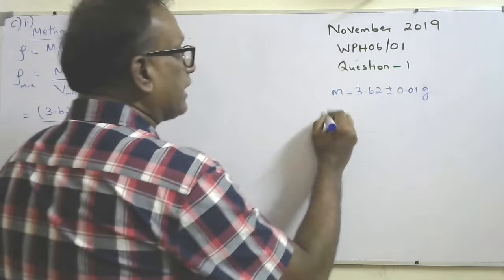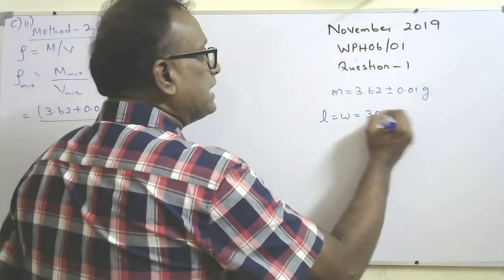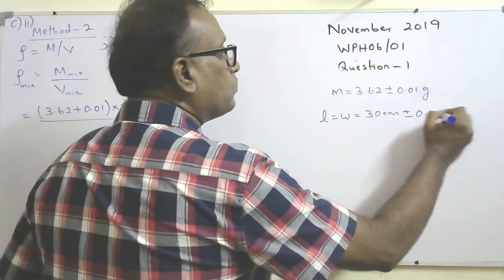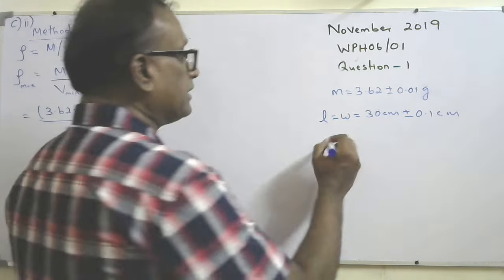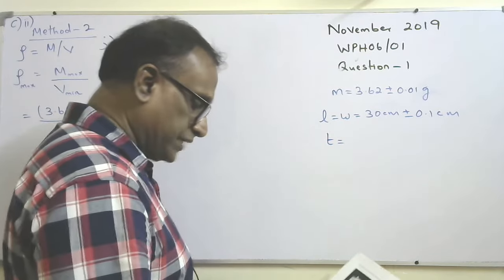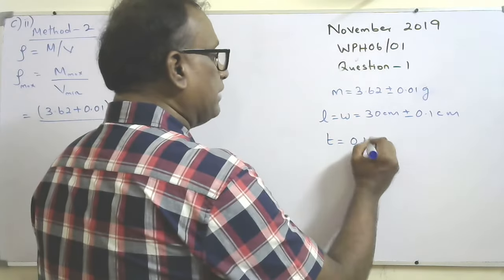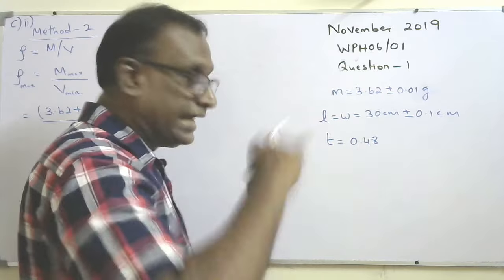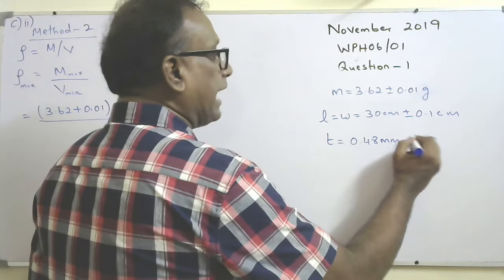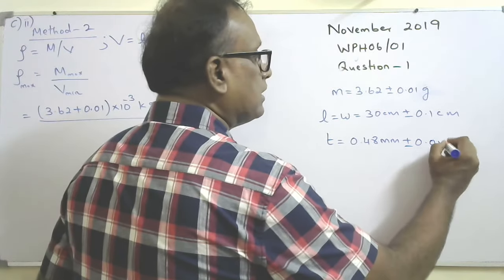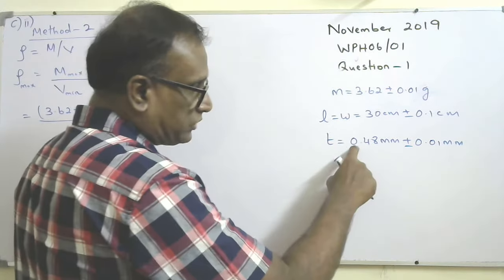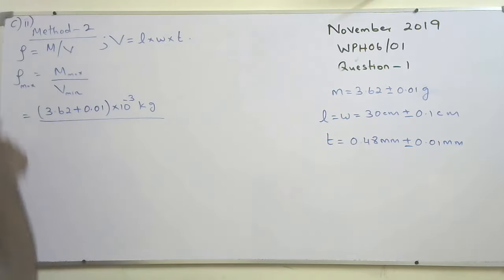So length and width are given as same, that is 30 centimeter plus or minus 0.1 centimeter given in the question paper. The thickness we found from the photographs. The mean thickness we got is 0.48 millimeter for 32 layers, and the uncertainty we found is 0.01 millimeter. So for one thickness, I should divide this by 32. Okay, so I can find the rho max.